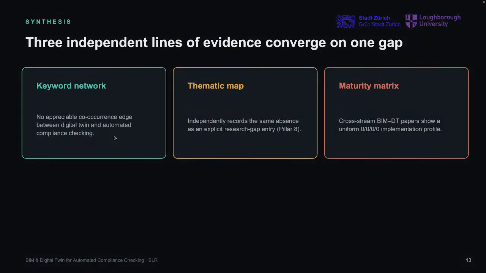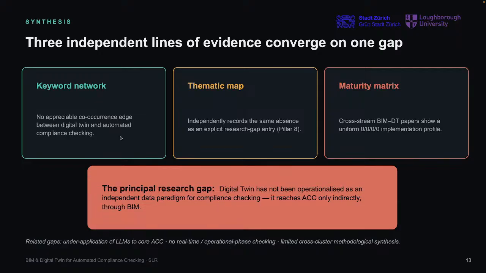So these link to three independent observations. The first one is the K network telling us there is no direct link between digital twin and compliance checking. The thematic map confirms it, and the maturity matrix validates those observations. It brings us to one big gap, the principal research gap here: digital twin and ACC for the future.